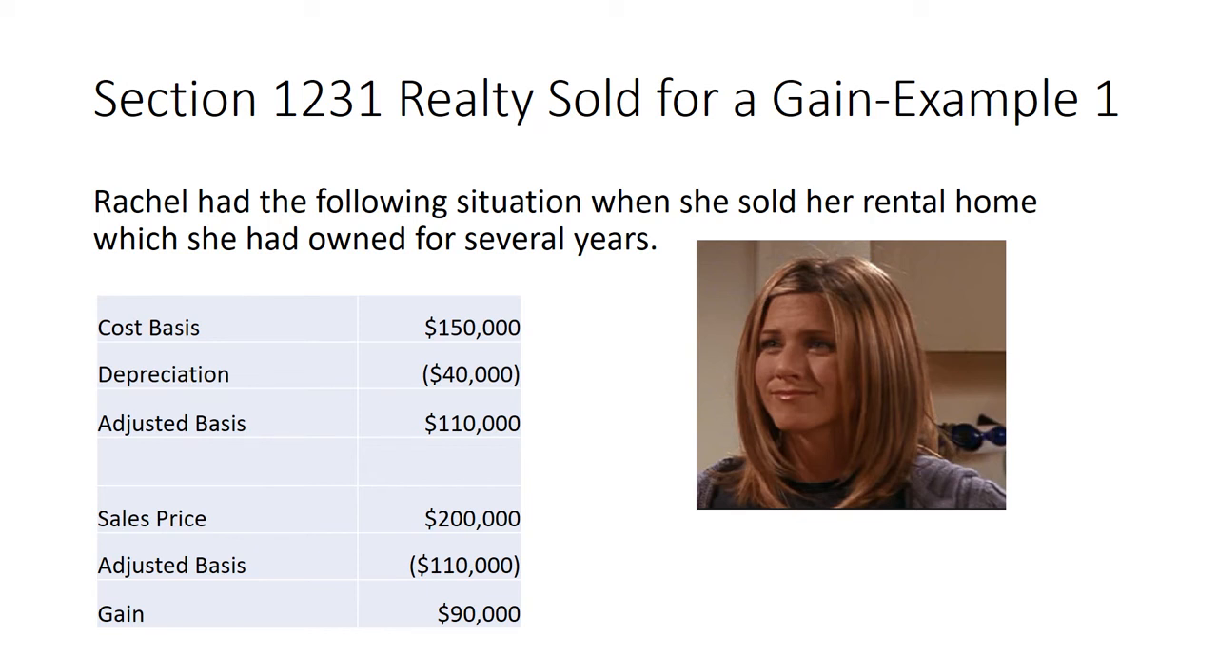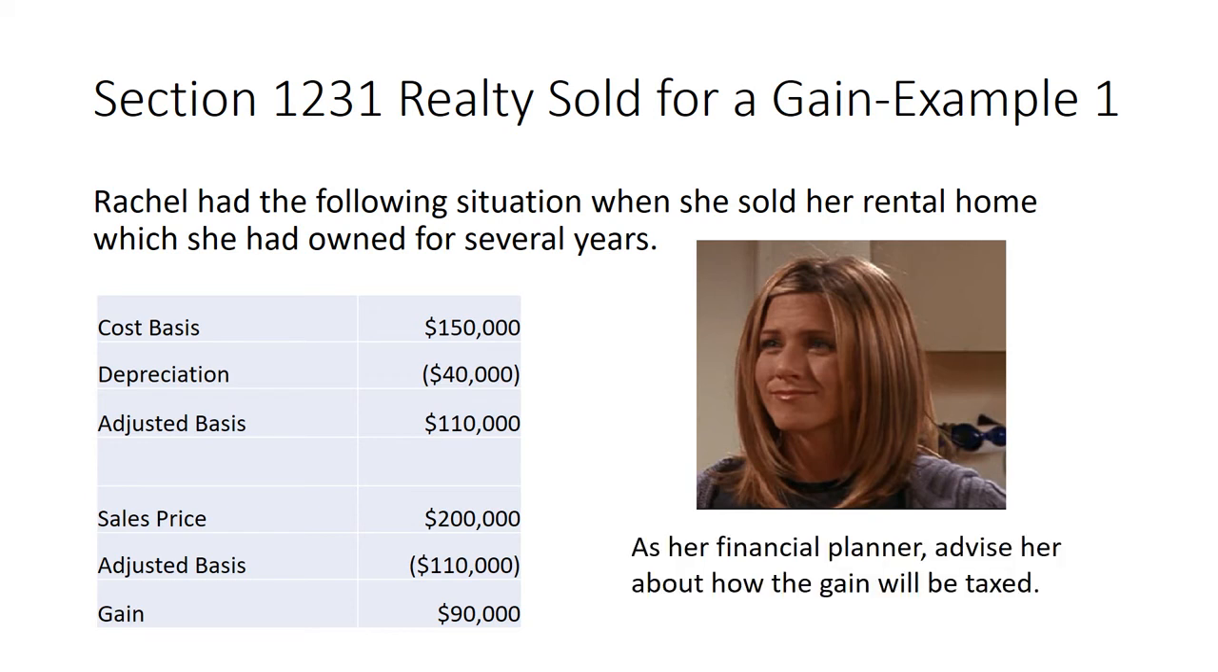She had a cost basis of $150,000. She had taken depreciation of $40,000 on it, so she had an adjusted basis of $110,000 at the time she decided to sell. She had a sales price of $200,000 minus the adjusted basis, so she had a gain of $90,000. So as her financial planner, advise her how that gain will be taxed.